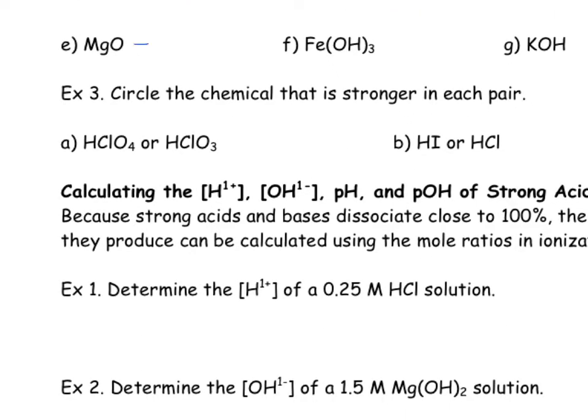Molecule E. It's a strong base. It's an oxide, and it has a metal that is in group 2. Molecule number F is a weak base. It is a hydroxide, but iron is a transition metal. It's not found in group 1 or group 2.